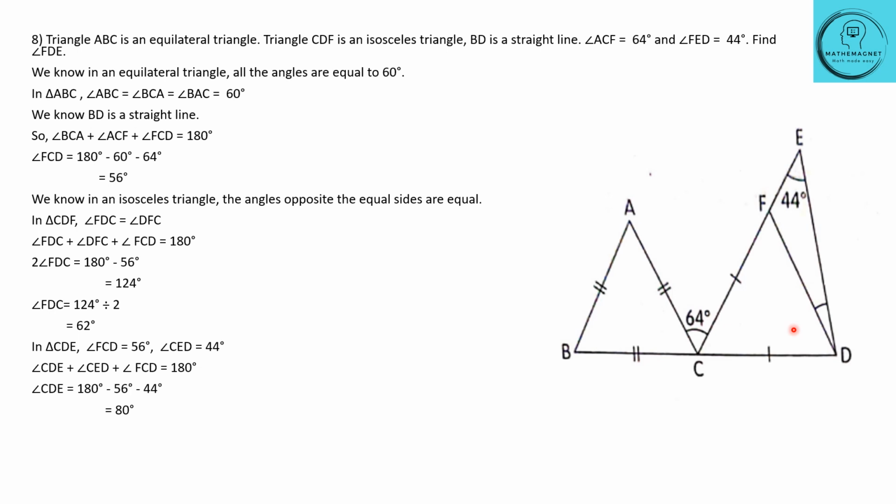Now this entire angle is equal to 80 degrees, and we also earlier found this angle FDC is equal to 62 degrees. Now 80 minus 62 will give you this portion, right? The FDE, which they want us to find. So that will be CDE minus FDC equal to 80 minus 62 equal to 18 degrees. So the unknown angle FDE will be equal to 18 degrees.